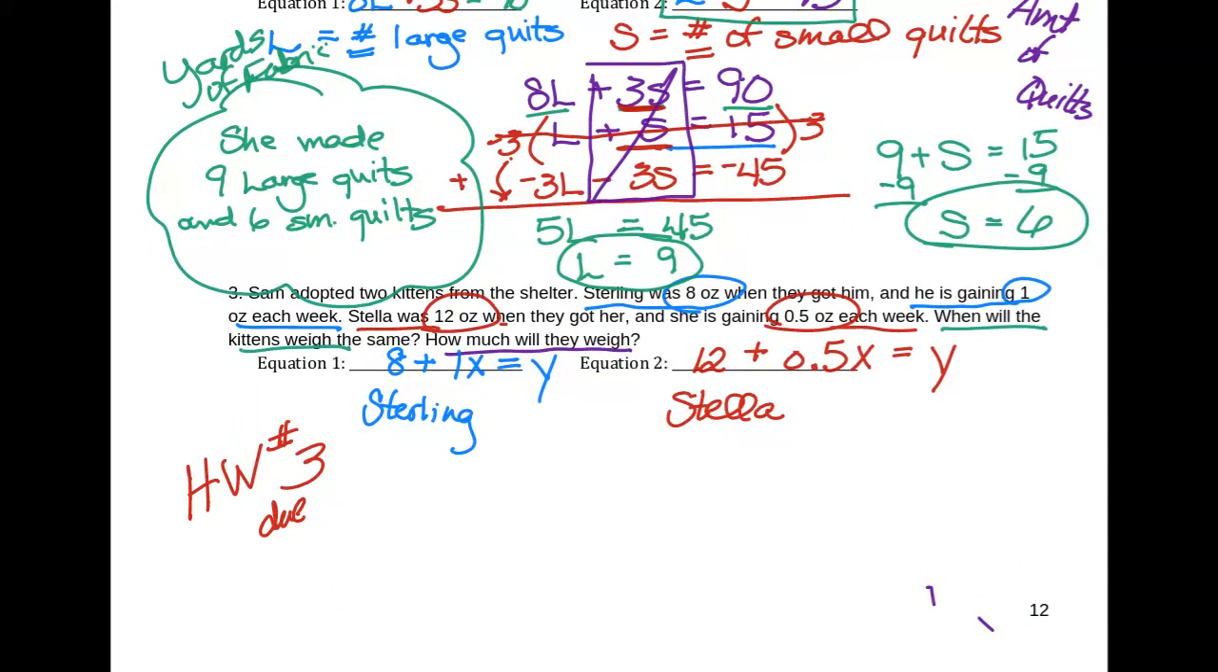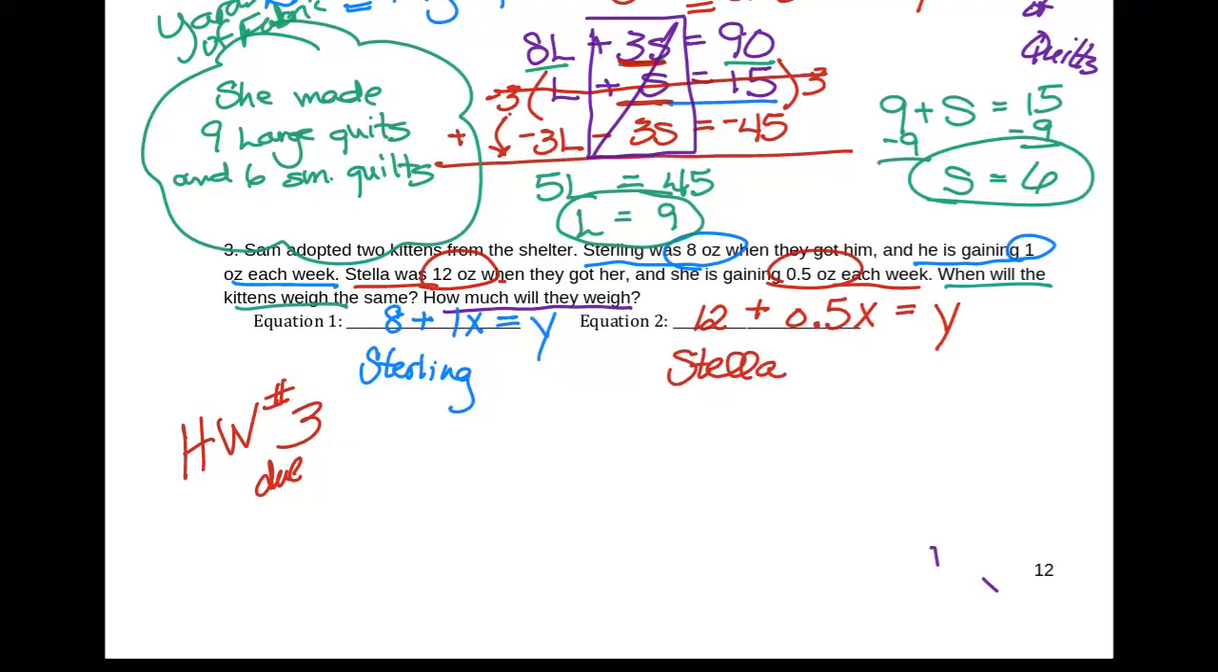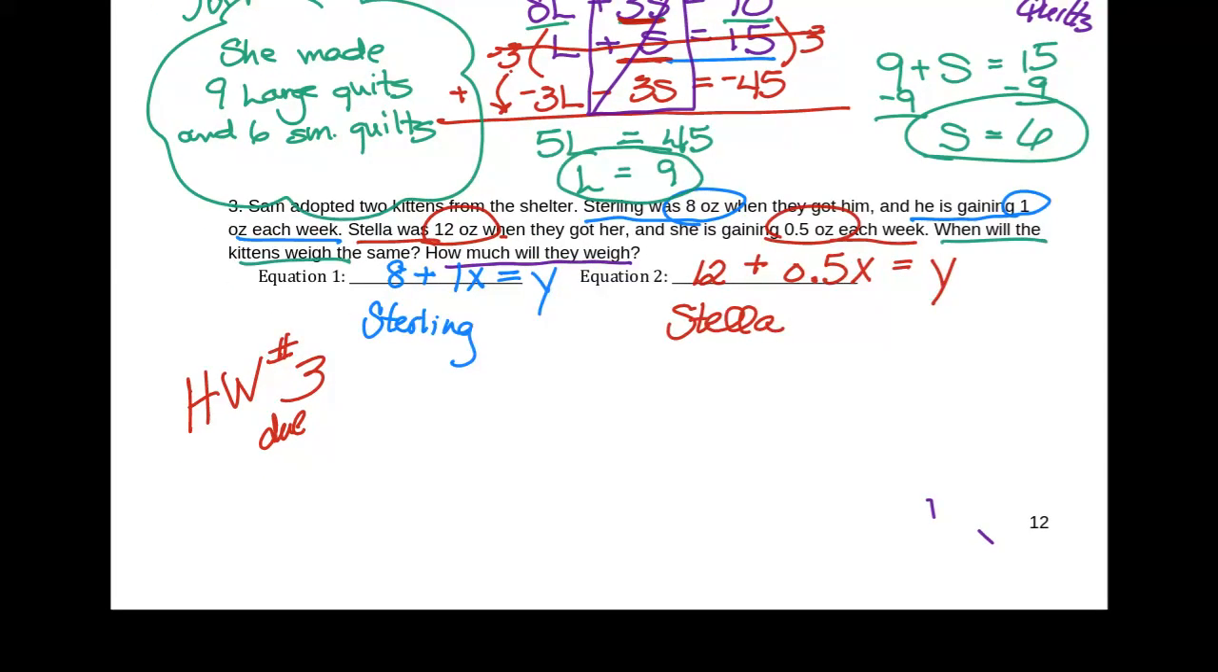Last one. Talked about 2 kittens from the shelter. Sterling and Stella. Boy and a girl, maybe. So Sterling, when they first got him, put that amount at the beginning. 8 ounces is how much he weighed, and he's gaining 1 ounce every week. We don't know how many weeks he's going to do this, but every week so far. Stella, the girl, she started out at 12 ounces, and she is gaining a half an ounce, 0.5 ounces every week.